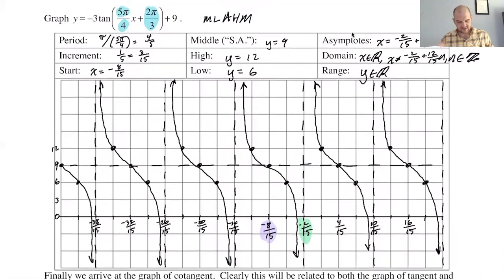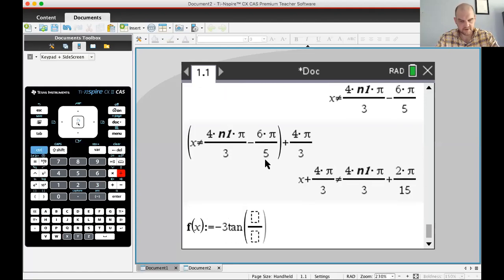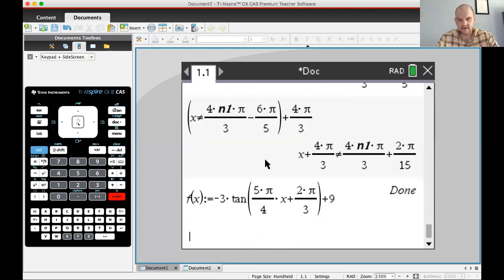So this I think is right. I'm going to check it on the calculator, hopefully. So I'm going to switch over and see what happens. First I have to define the function. Make sure you're in radians when you check this, because otherwise your calculator will tell you that you got it wrong, because the calculator doesn't know.